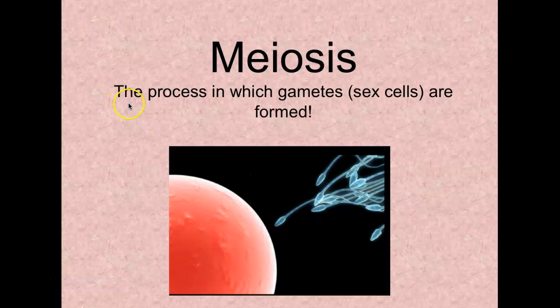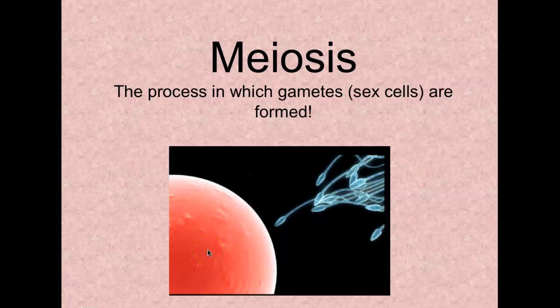Meiosis is the process in which gametes, also known as sex cells, are formed. If you look here at the diagram, you can see that there are two different types of sex cells: sperm cells and egg cells. Males produce sperm cells, and females produce egg cells.